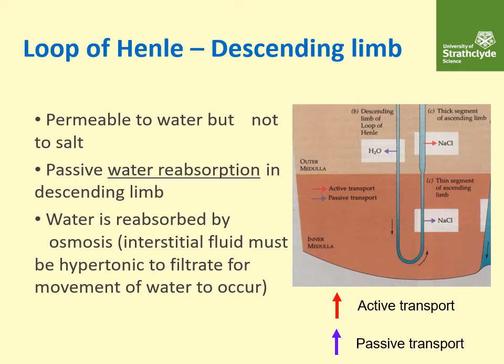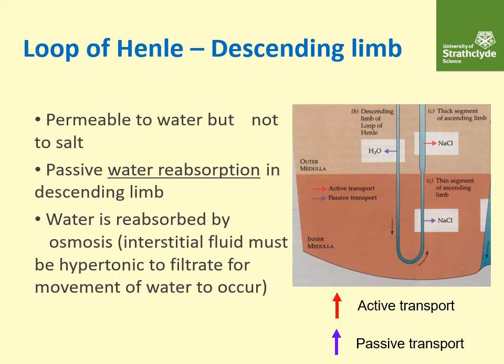It can only do that if there's an osmotic gradient to facilitate its movement. And in most cases, as you'll see later on, there is a huge osmotic gradient running the length of the loop of Henle in order to facilitate the movement of water. So it's a passive movement of water in the descending limb. The water that moves into the extracellular space is reabsorbed by osmosis.